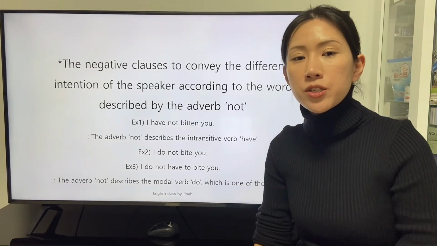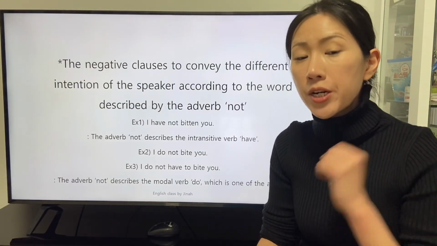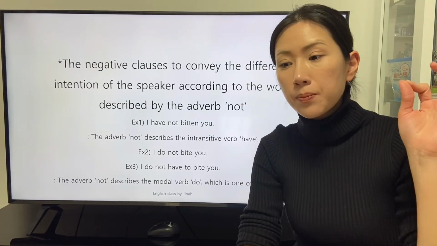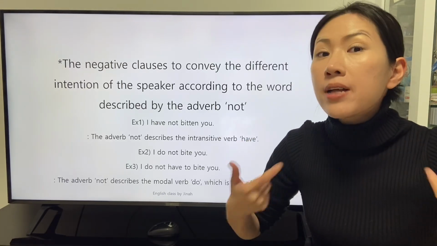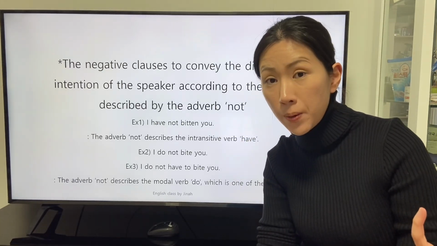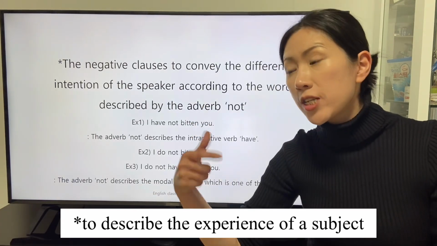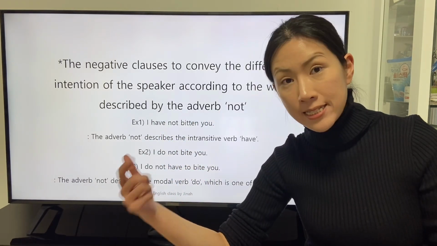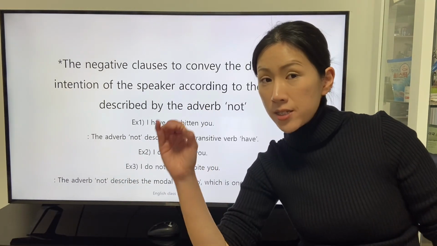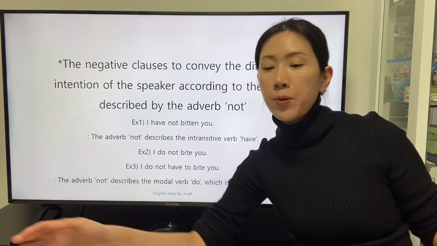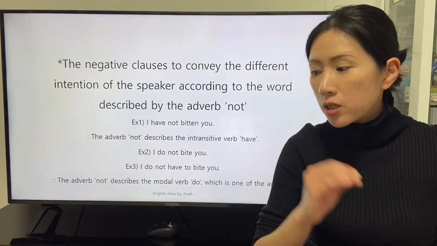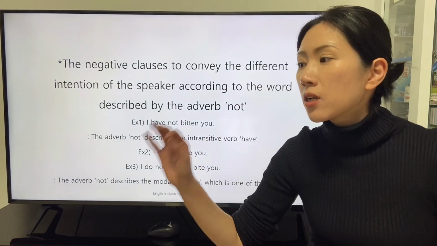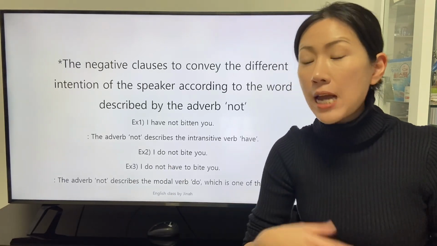The negative clauses convey the different intention of the speaker according to the word described by the adverb not. The verb have is applied as an intransitive verb as a be verb to describe the existence of the subject with a trait. The adverb not, a negative clause, describes the intransitive verb have directly.